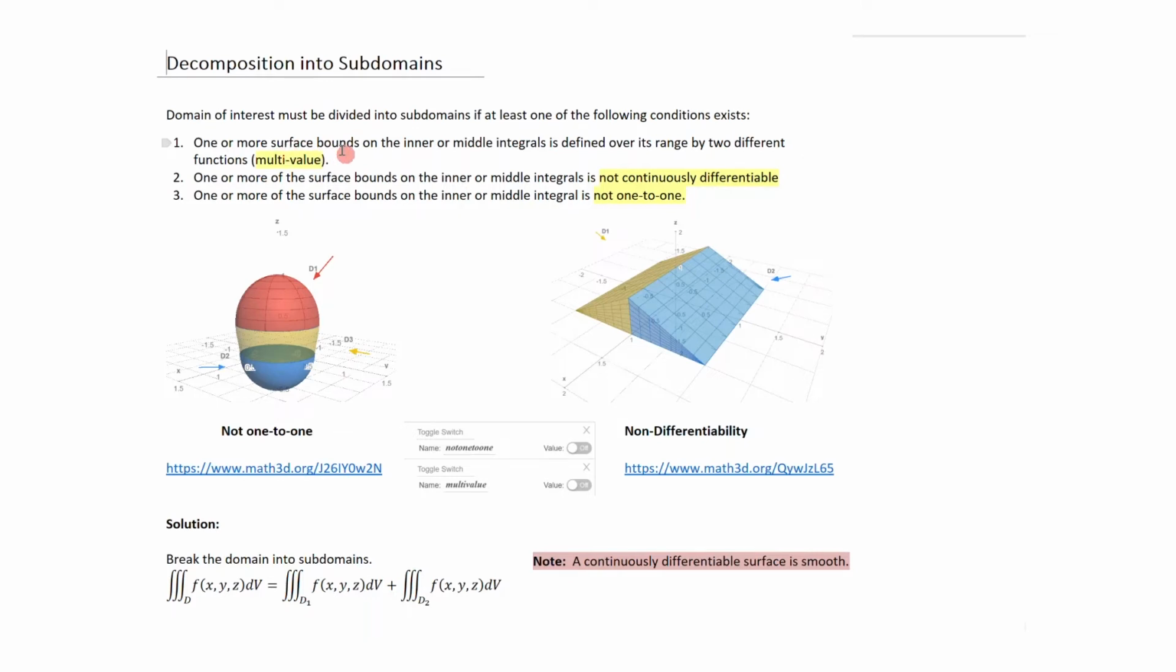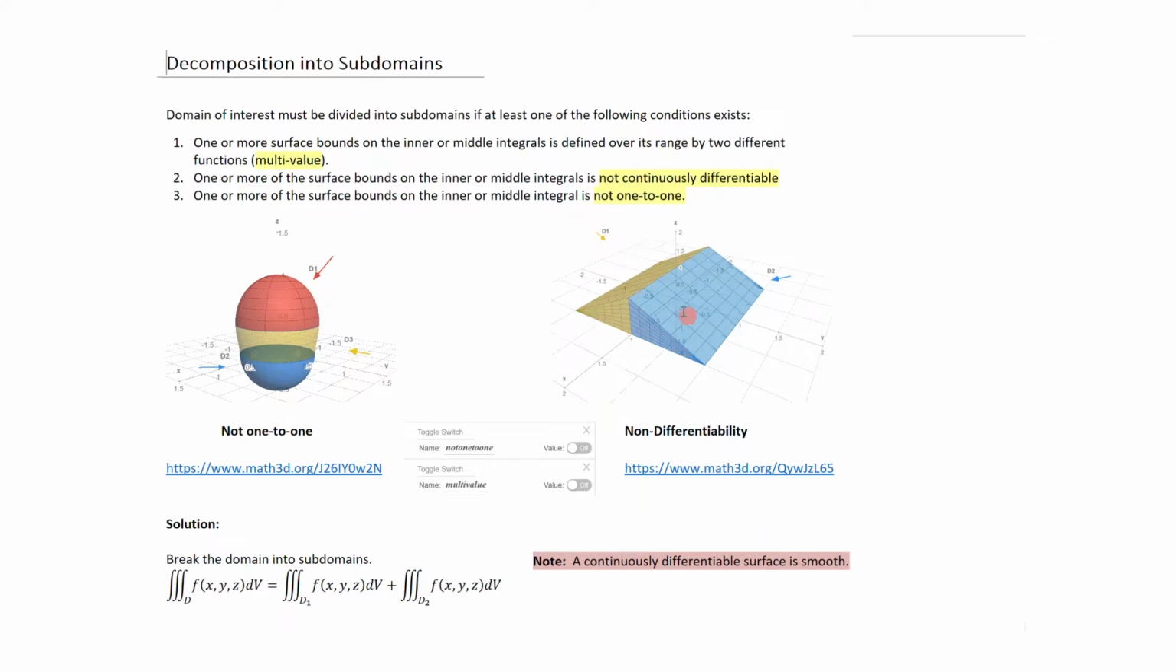One or more surface bounds on the inner or middle integrals is defined over its range by 2 different functions. We call this multi-valued. Second, possibly, one or more of the surface bounds on the inner or middle integrals is not continuously differentiable. And thirdly, one or more of the surface bounds on the inner or middle integral is not one-to-one. So let's look at the 2 examples here.